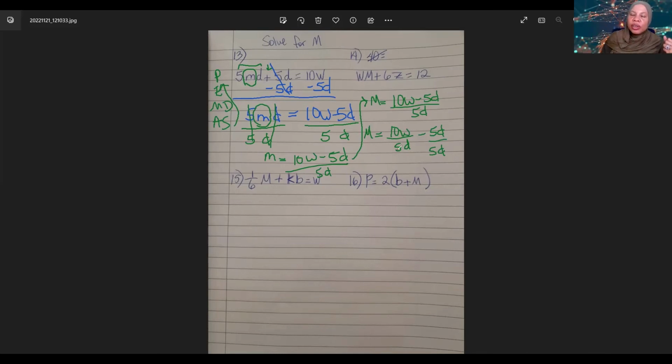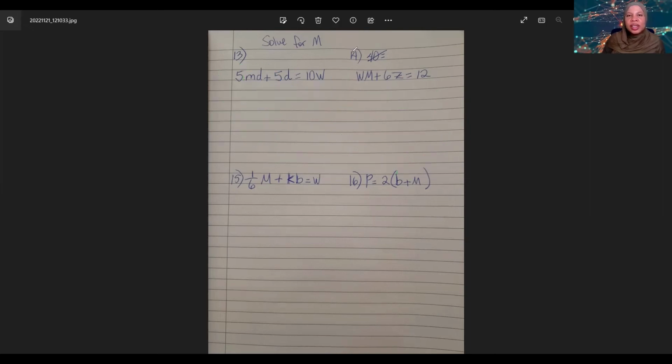Okay, so right here, when you look at the first term, 10W divided by 5D, 5 can go into 10 two times, so that would be M equals 2W over D. Okay, minus 5D divided by 5D is not equal to 0, but is equal to 1. Okay, so the answer would be 2W divided by D minus 1 for the first answer, which is 13. And I'm going to have to erase it so I can get to 14. All righty, so I'm going to clear that out.